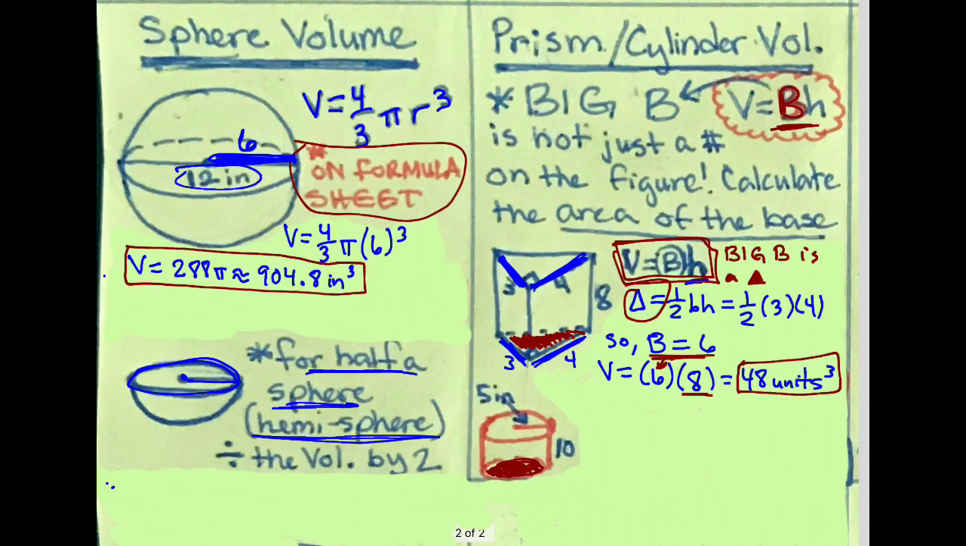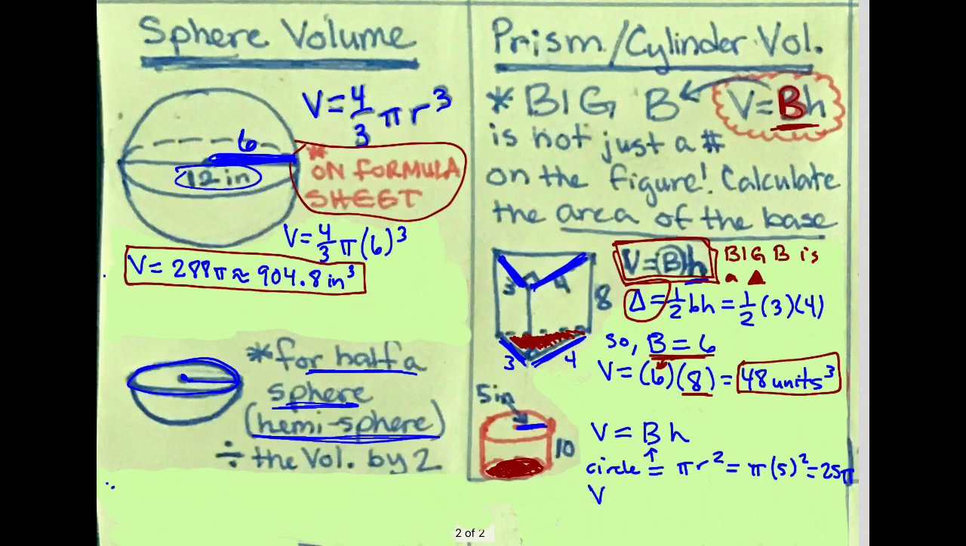So if we use V equals big B times H, the volume for this cylinder is going to equal big B times H, or in this case our big B is a circle. So the area of a circle formula is pi r squared. If you look at our r, the radius right there is 5. So 5 squared, and that's going to give us 25 pi. So hopefully you're including this on your graphic organizer. And now we know our big B.